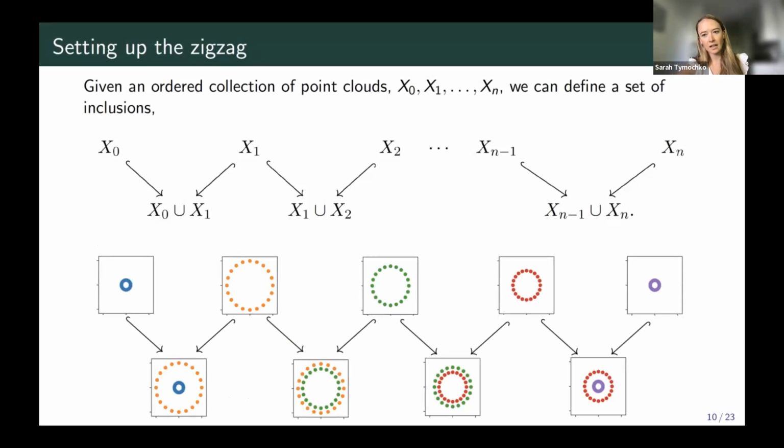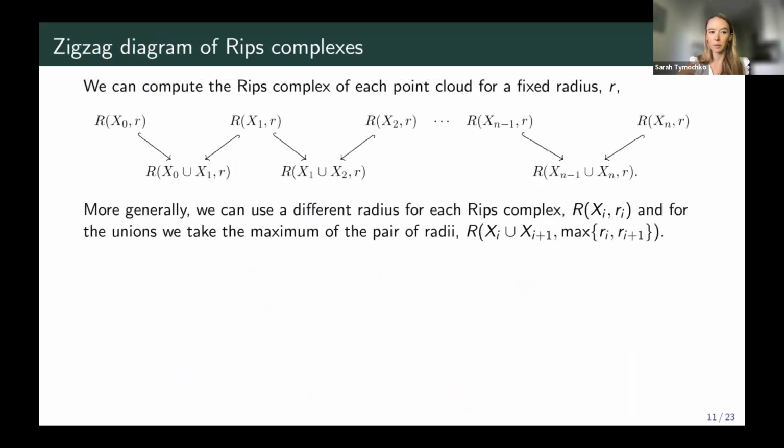So what we'll do is connect the points using the Rips complex. We can pick some radius, or even a collection of radii, and just arrange things so that the inclusions work out.